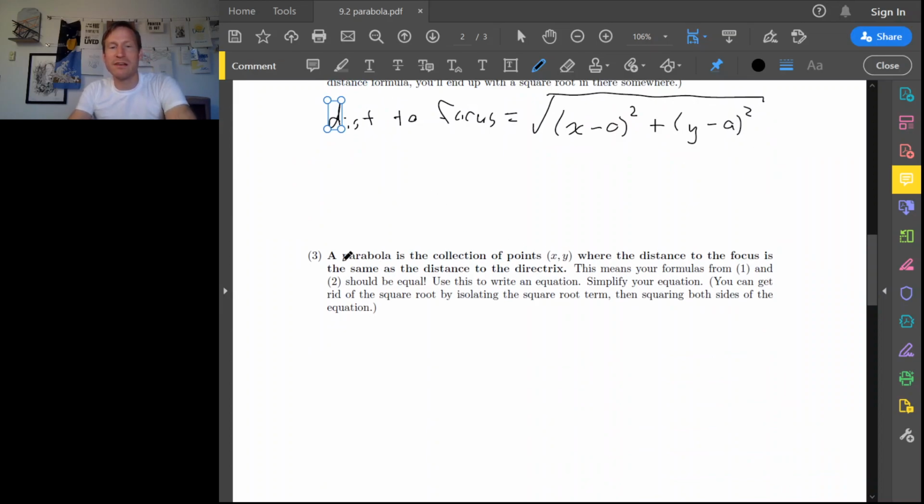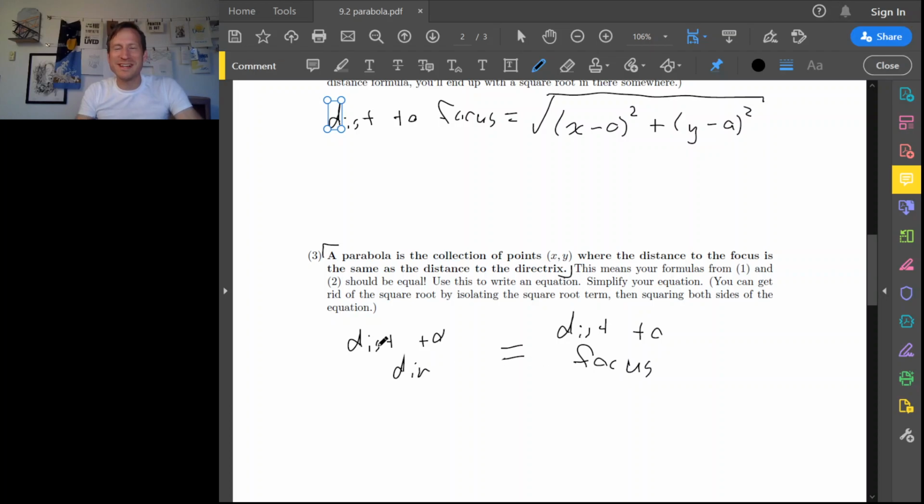So remember that the definition of a parabola is that the parabola is the collection of all the points where the distance to the directrix is equal to the distance to the focus. So we can describe the parabola just by writing down these two distances and setting them equal to each other. In other words, we can write an equation that says the distance to the directrix is equal to the distance to the focus.